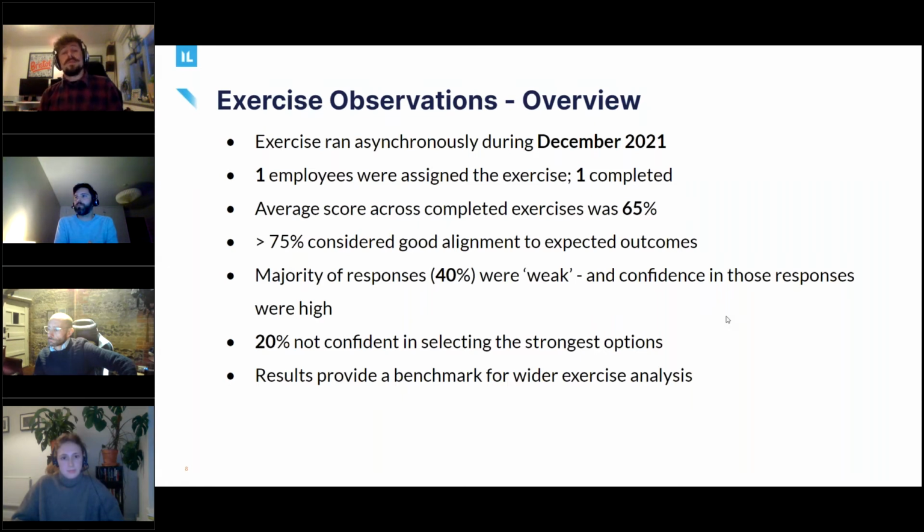We could see that the majority of responses, 40%, were weak and the confidence in those responses was high. So once again, we're looking at a competency training focus when it comes to these participants. We can see that 20% were not confident in selecting the strongest options. So this is where confidence training initiatives are worthwhile. And the results of this scenario could provide the benchmark for wider exercise analysis. We could use this as an internal pilot within a core team to see what the actual average is that people are getting, and then we may want to launch the exercise to the wider organization.